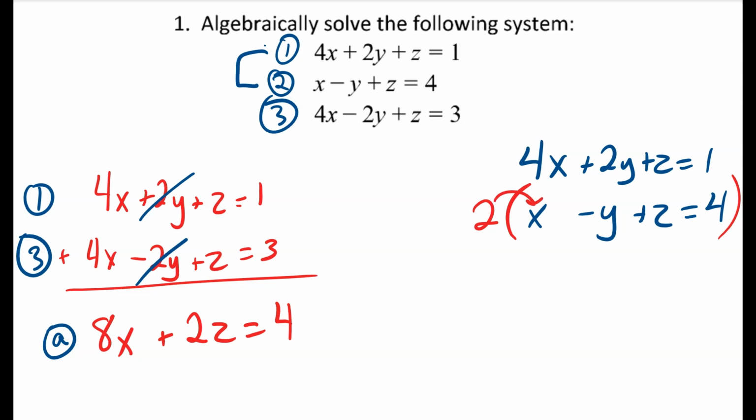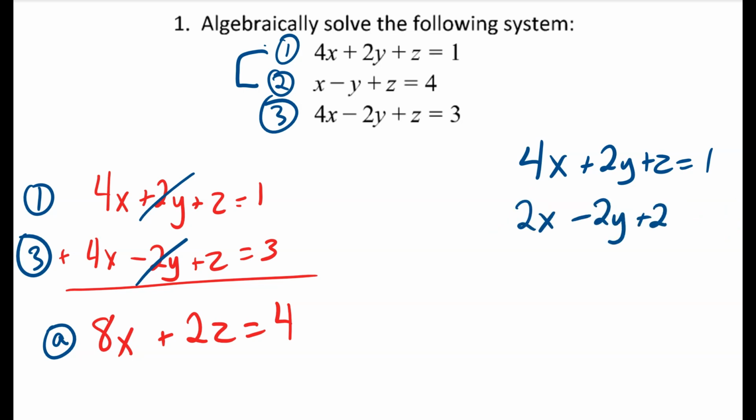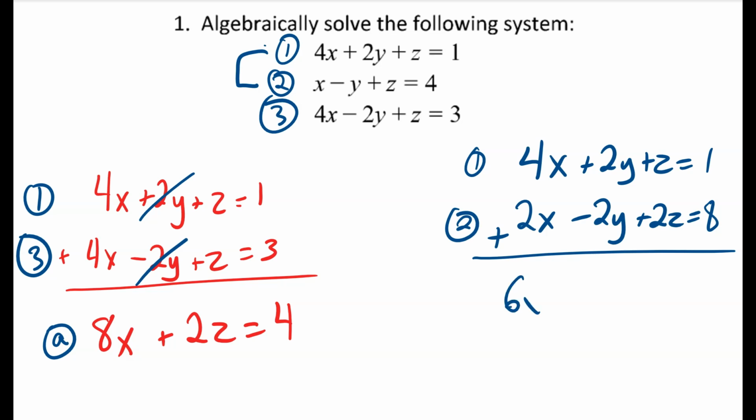So when I multiply this 2 into my equation, I end up with 2x minus 2y plus 2z equals 4 times 2 is 8. I'm going to do the same thing where I add those equations now. So I'm taking equation 1 and a modified version of equation 2, and I'm adding them. 4x plus 2x is 6x, minus 2y and positive 2y makes 0. Again, the whole idea was to eliminate the y here. 1z plus 2z is 3z, and 1 plus 8 is 9. And let's call this equation B.